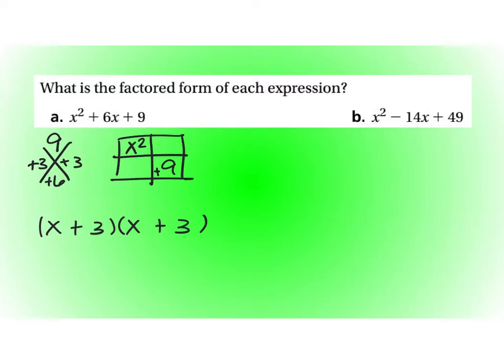So these two end up being exactly the same. So then this would be a 3x here, 3x here. So we would end up with x plus 3 squared.